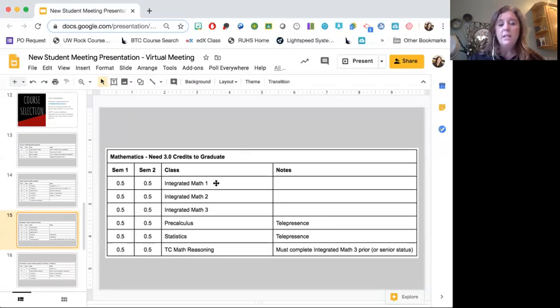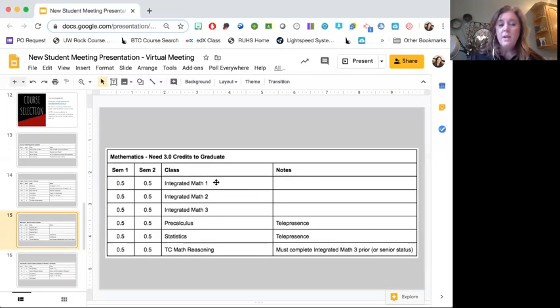If you are already in Integrated Math 1 or Math 2 in middle school, then you would take the next class. So if you're in Math 1, you would start out in Math 2. If you're in Math 2, you would start in Math 3. However, if your math background and your math skills are not excellent from taking these in middle school, then I recommend that you retake them in high school.